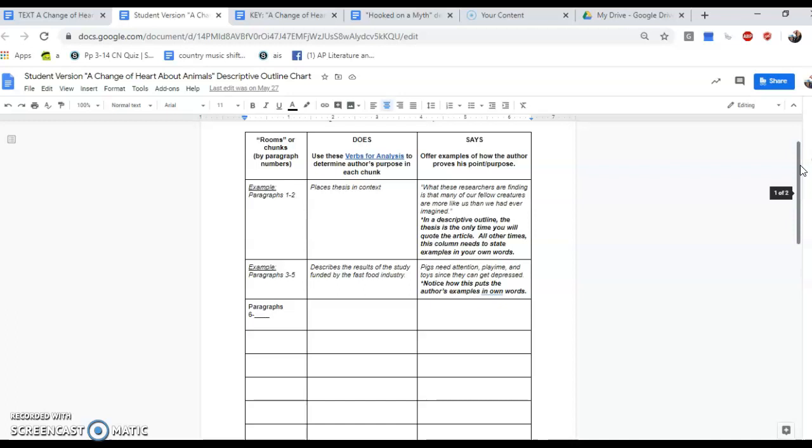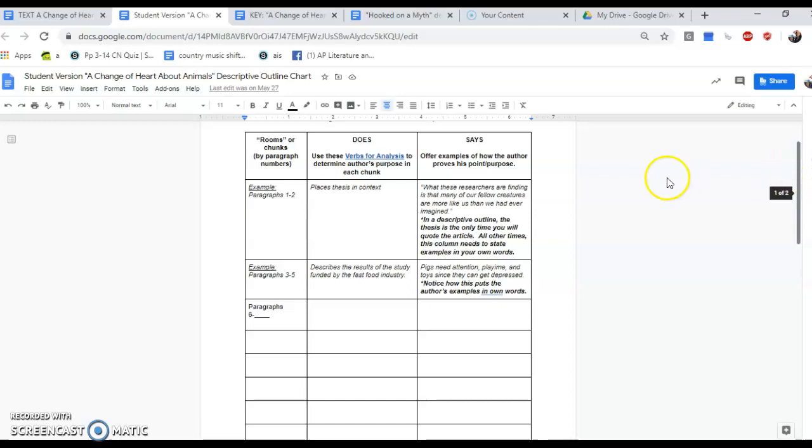So in the does section, you're basically trying to determine why is the author including it. What is his or her purpose? In the says section, you're putting basically the evidence of how they prove their purpose or how they try to meet that function for those set of paragraphs. Alright, so this you should have completed already.